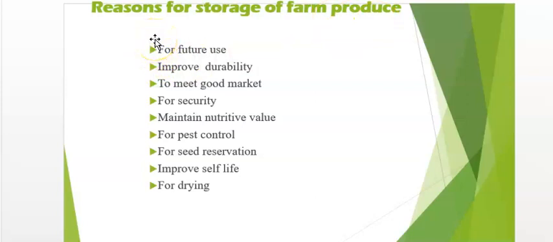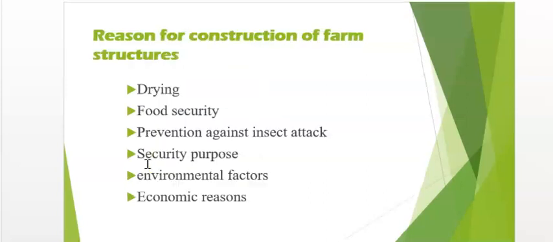So people store farm produce for different types of reasons. 1, we have for future use. 2, to improve durability. 3, to meet good market. 4, for security. 5, to maintain the nutritive value of the produce. 6, for pest control. 7, for scent preservation. 8, to improve shelf life of the produce. 9, for drying purpose.